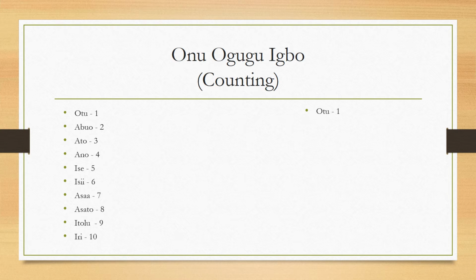Otu, 1. Abụọ, 2. Atọ, 3. Anọ, 4. Ise, 5. Isii, 6. Asaa, 7. Asatọ, 8. Itoolu, 9. Some people also refer to it as Itenani. Iri, 10.